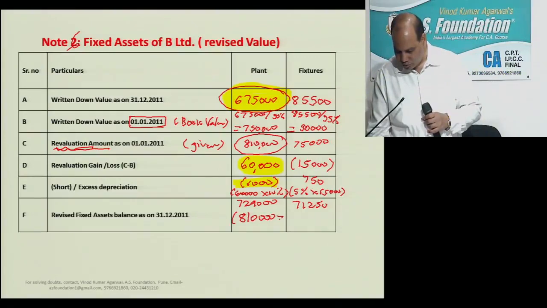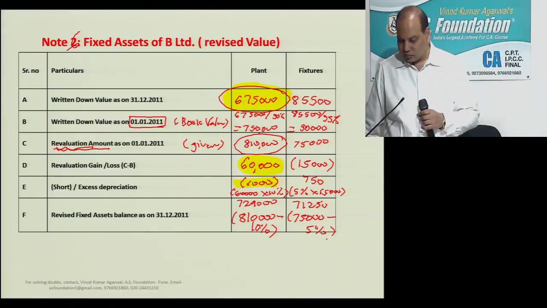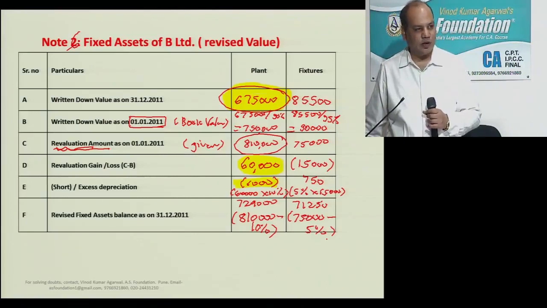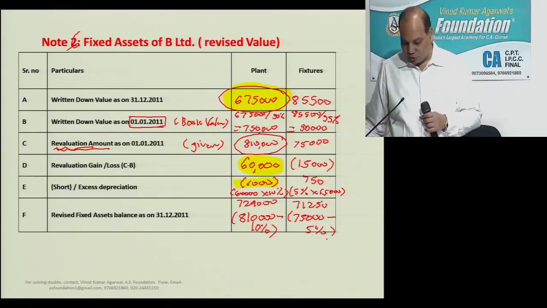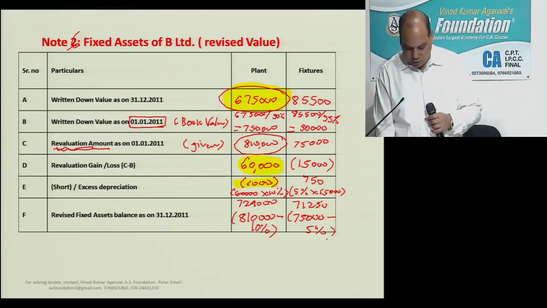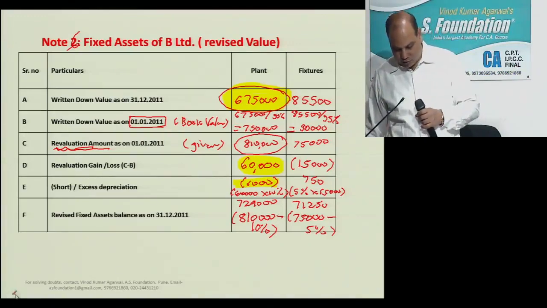8,10,000. If you understand this better, you can write this also: 75,000 minus 5% for 1 year. This way also you can reach the two magic figures. Now in this working note, we have to transfer three figures to our other answers, other working notes. Understand?